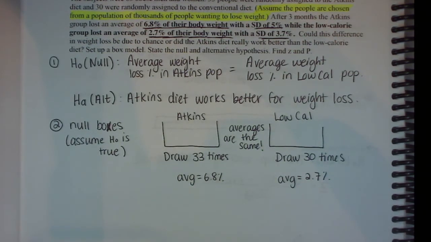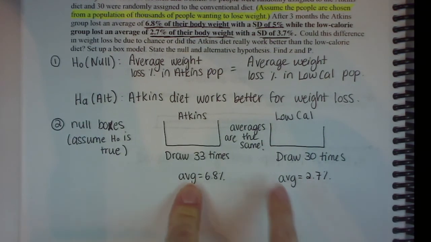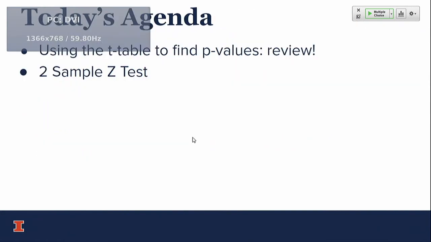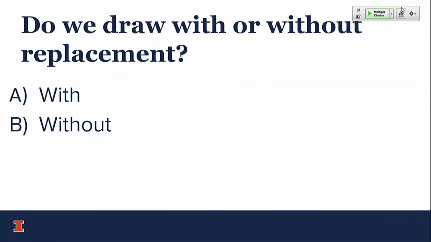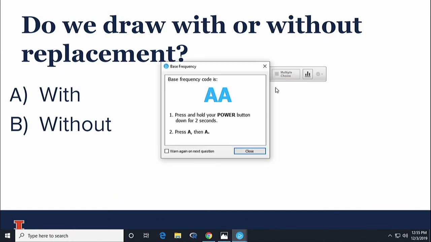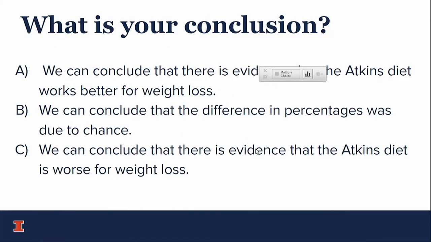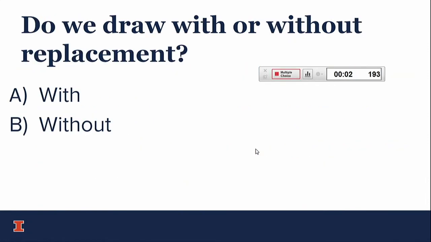So our very first iClicker question is going to be, hopefully, an easy one. It's going to be, do we draw with or without replacement? Which at this point, hopefully you guys are all good. A is with, B is without. So I'll let you guys answer. Hopefully everyone gets it right, and then we'll move on.